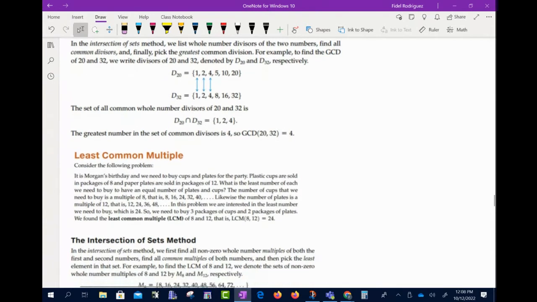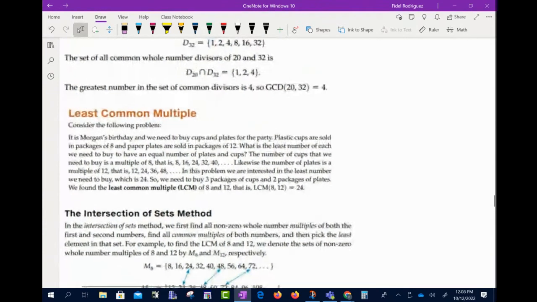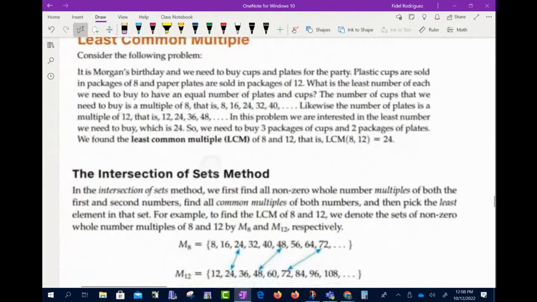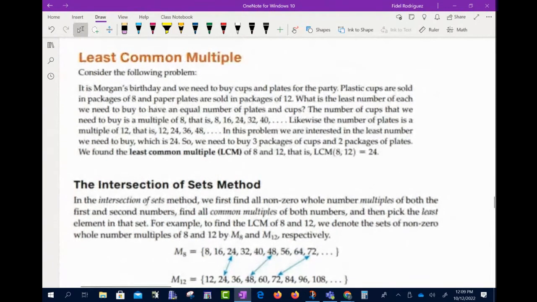Now we're going to talk about something called the least common multiple. I want to look at this example because we're going to do a similar problem a little bit later on. It says, consider the following problem. It's Morgan's birthday and we need to buy some cups and plates for the party. Plastic cups are sold in packages of 8 and paper plates are sold in packages of 12. What's the least number we need to buy to have an equal number of plates and cups?